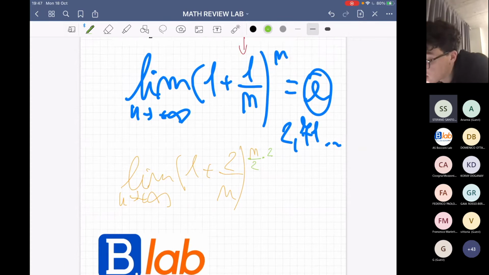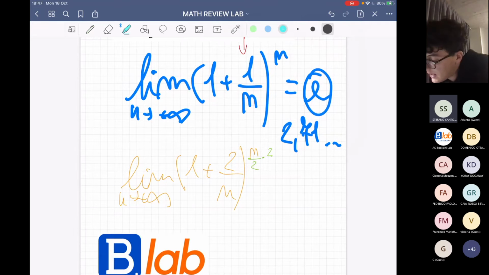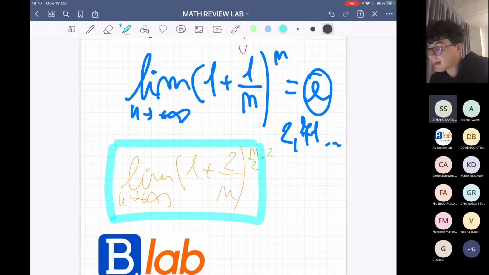And of course, we can understand that this whole factor tends to e because of this theorem. It's not that difficult to understand, because it's exactly the same: it's 1 over n and 2 over n. Here is n and here is n, like it will be n over 1. So it's exactly the same thing.